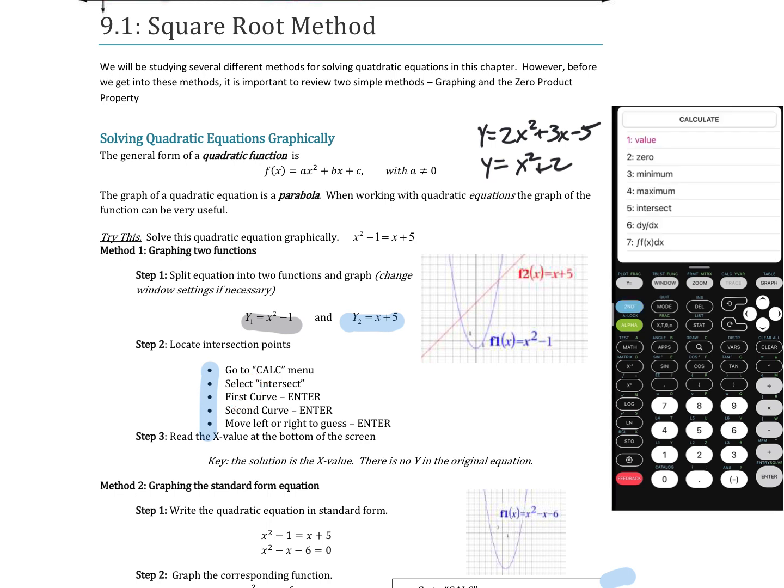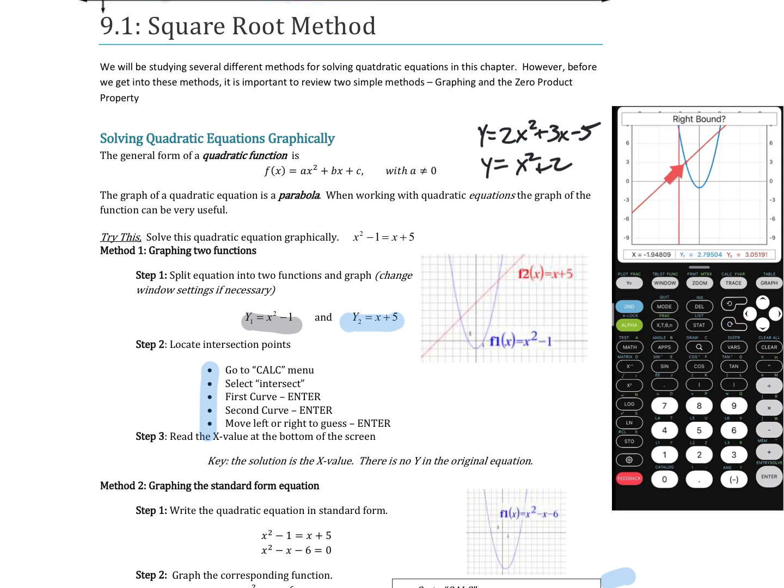Okay, so we're going to go to second, and we're going to go to calculate, and then it's going to ask us for the left bound. So we're going to move this cursor. See that cursor moving there? Using the left arrow, we're moving that cursor over just to the left of this point, anywhere. Now we move it to the right, and then we get this point right there. All right? So what just happened is we told it that we're looking for the point that's in between that left bound and that right bound, and there it is. And the intersection is 2, 3. So we now know that these cross at the point 2, 3.